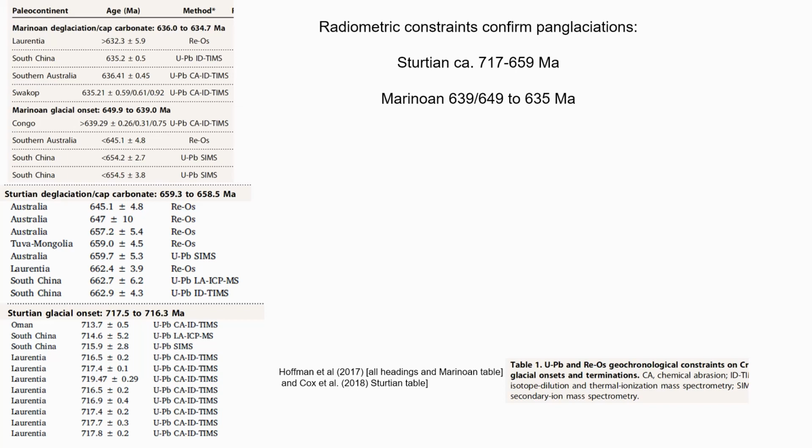For the start of the Sturtian glaciation, there is close agreement between observations on 3 paleocontinents, as you can see in the lower left, between 717 and 716 million years. Currently, the base of the Cryogenian is defined at 720 million years, pending identification of a GSSP.